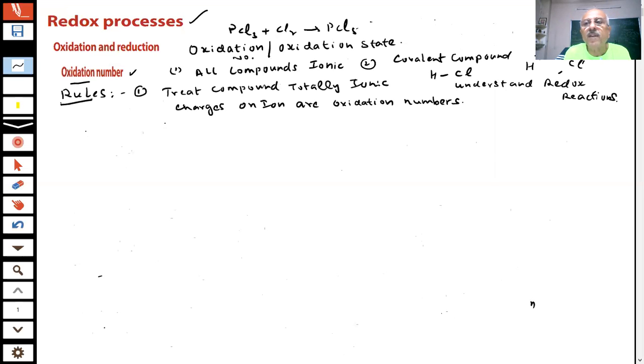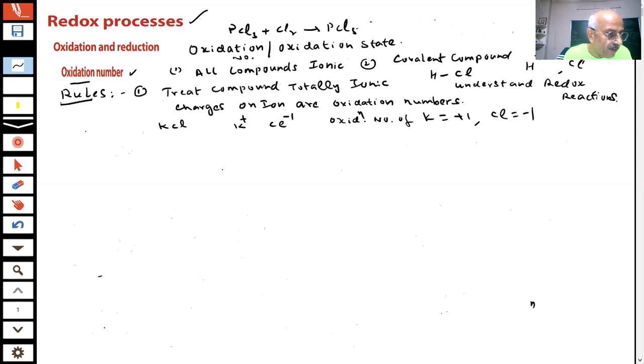For example, if I say KCl, this is ionic. The chlorine is more electronegative than potassium. Therefore, I can assign a number of +1 to potassium and -1 to chlorine. Therefore, I say the oxidation number of K here is +1 and Cl is -1. Got it?